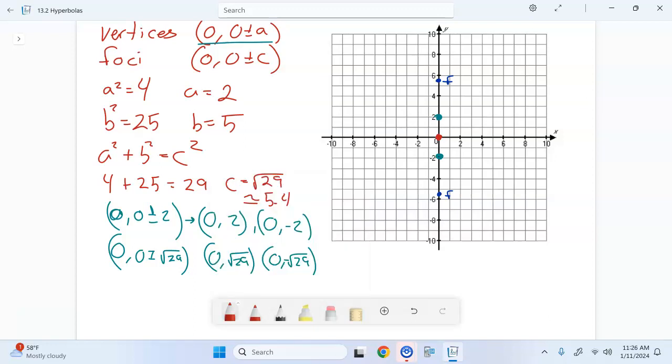The square root of 29 from center. Always from center. A, B, and C are always measured from center. I'm adding and subtracting A and C to get our vertices and our foci. So A was 2, so I added and subtracted 2 to go up and down. And here I added and subtracted the square root of 29 to get our foci up here and up here.